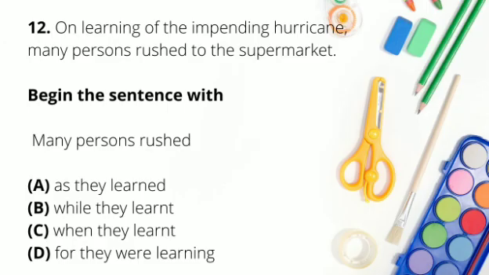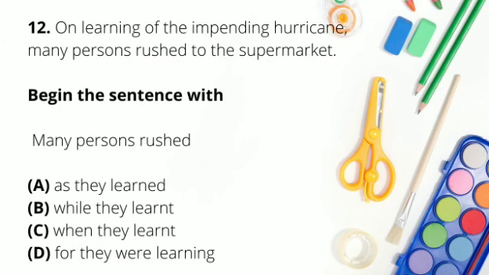Question 12. On learning of the impending hurricane, many persons rushed to the supermarket. Begin the sentence with "many persons rushed." So many persons rushed, but rushed where? To the supermarket. So many persons rushed to the supermarket.